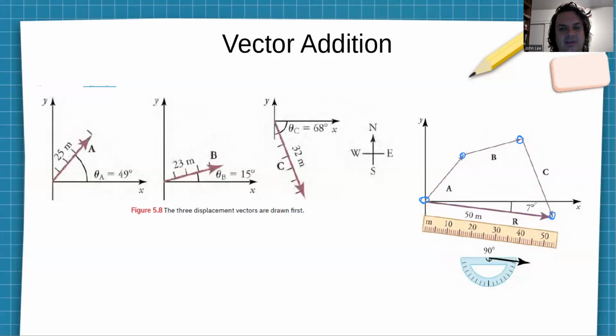So when you add them together, instead of being 23 plus 32 plus 25, which would be 55 plus 25 is 80, you end up with a vector that's 50 meters long at an angle of 7 degrees below the horizontal.